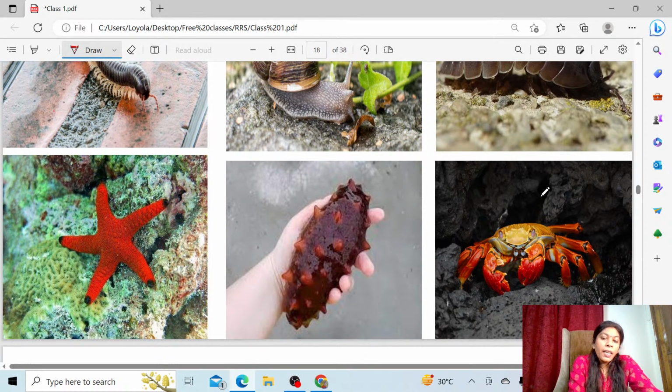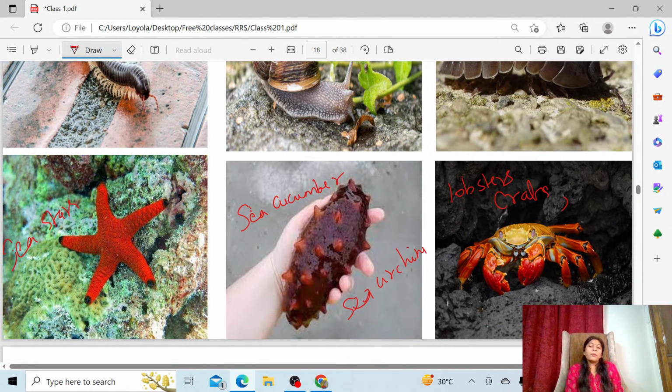Coming to the marine environment, you can see sea stars. They feed on detritus. Then this is a sea cucumber. Here examples are important. Sea urchins are not here, but sea urchins are also detritivores. Sea urchins, crabs, then lobsters. These are some examples we can give. Sometimes corals also. All these animals feed on dead organic matter which is floating in the sea.